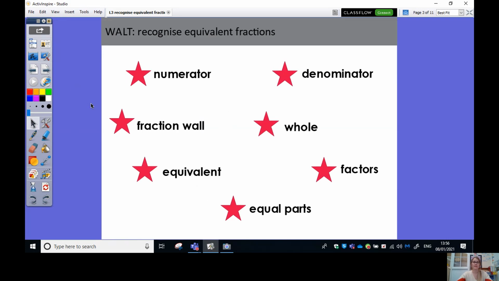So let's quickly go through the words that we're going to need. Repeat after me. Numerator, denominator, fraction wall, whole, equivalent, factors, equal parts. Fantastic. So a few new words in there, which we'll come to as we're going through the lesson, and then some words that you've seen before. So hopefully you know numerator and denominator and equal parts and whole by now.